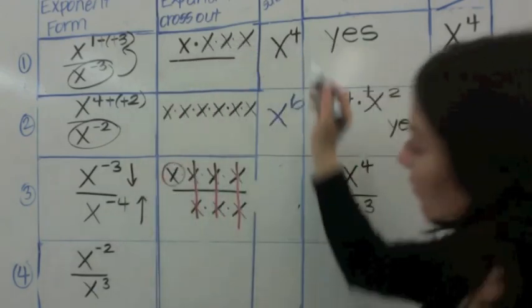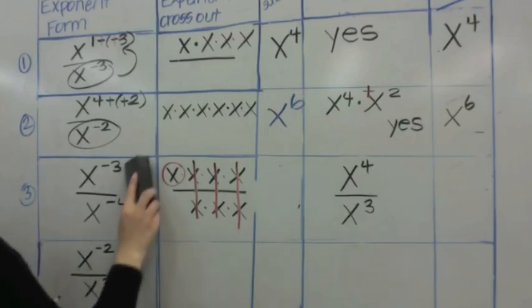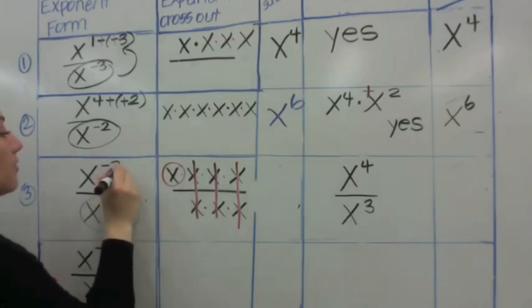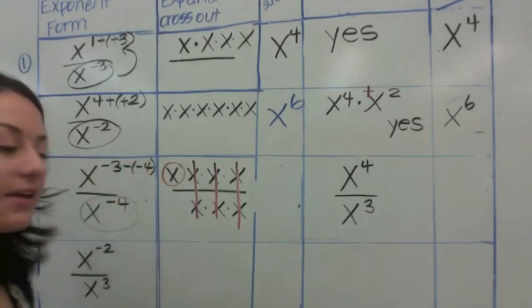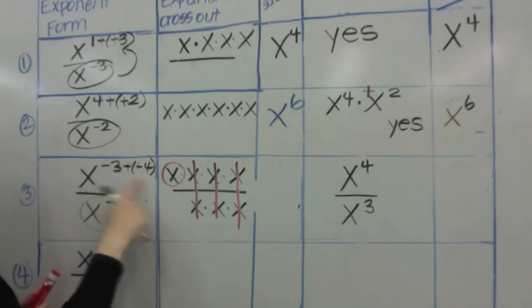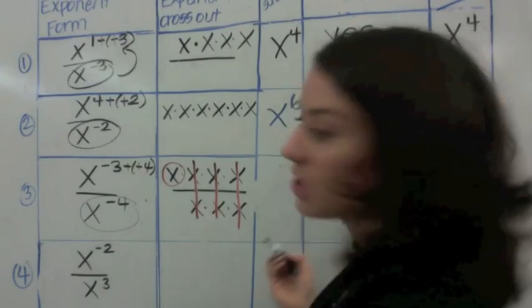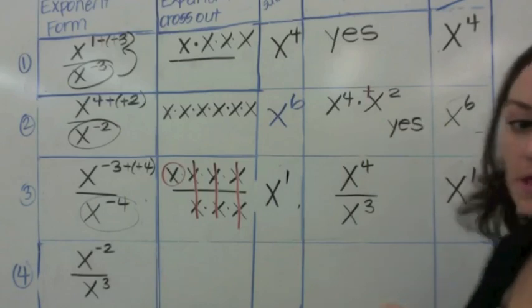If you subtract, though, I move this up, it becomes -3 minus a -4. Negative times negative is positive, so change these symbols to positive, and then it really becomes 4 minus 3. What is 4 take away 3? Isn't it 1? Yeah, so it's x to the power of 1. So x to the power of 1 is the answer.